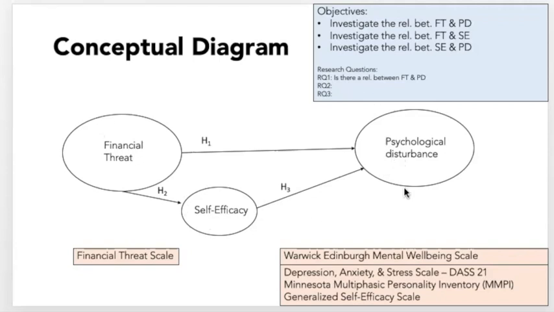Now, these are the three variables: financial threat, self-efficacy, and psychological disturbance. Based on the theoretical understanding he or she has, the researcher has placed them in a particular way where it will demonstrate certain relationships. Financial threat has something to do with disturbance. Financial threat has something to do with efficacy, and efficacy has something to do with psychological disturbance. Now, this is exactly what he or she would want to do in this particular research.